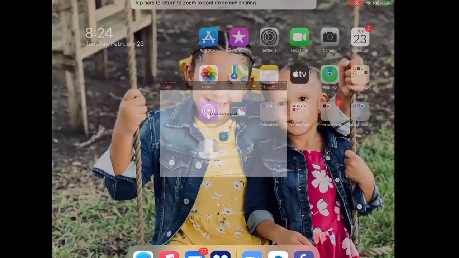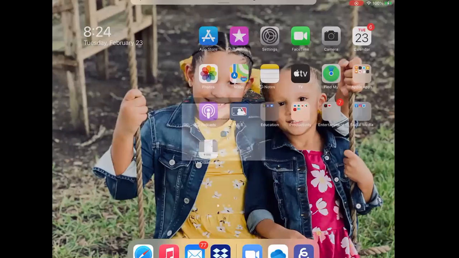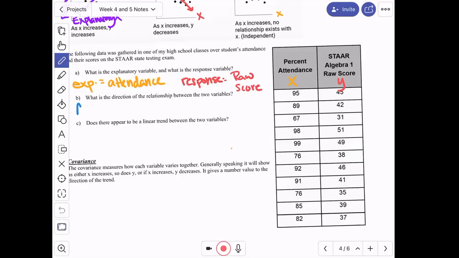So we said as attendance increases, raw score increases. Now, here's the most important part we're trying to do. Because we're able to develop a trend, we can see that as attendance increases, the raw score is increasing.